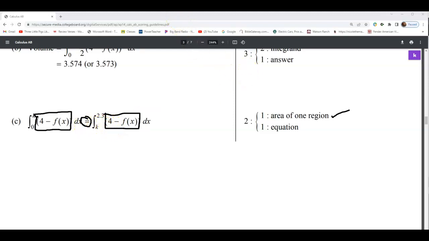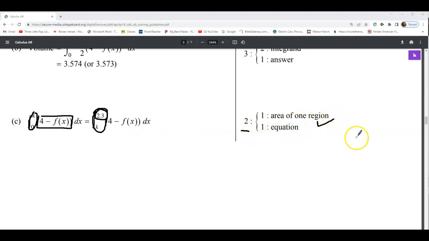I would say what matters in this question, though, regardless of what they're saying over here, is finding that intersection point matters, knowing top minus bottom matters, and also these limits matter. 0 to k and k to 2.3. So that's 3 things that I would really want you to look out for as you're accomplishing this. I could see why they made it 2 points. That's a really strange way of breaking it up to me, honestly.